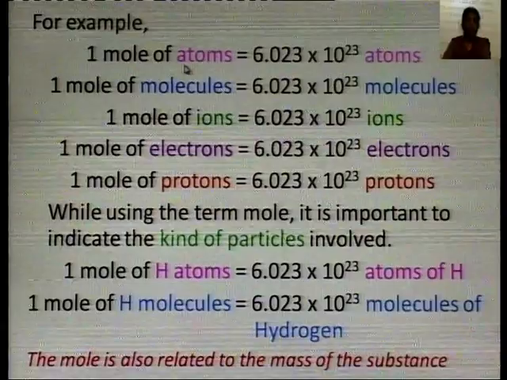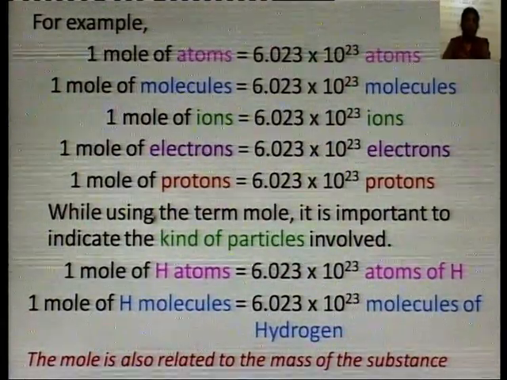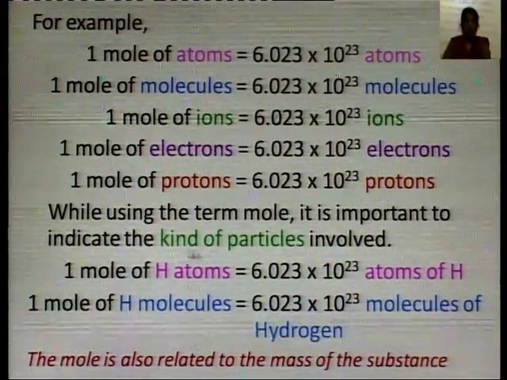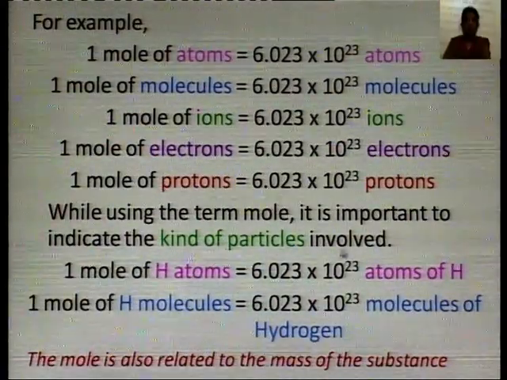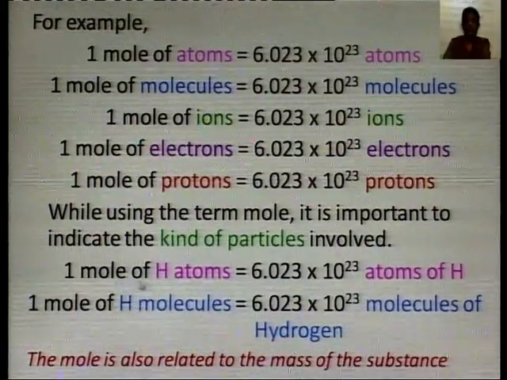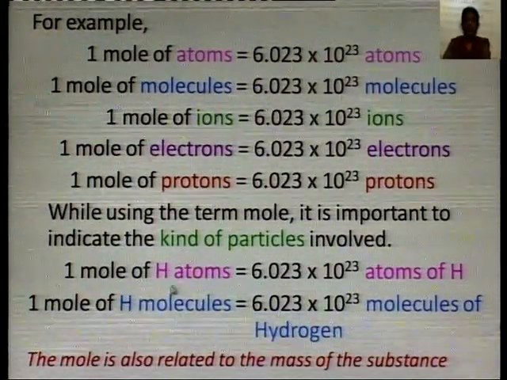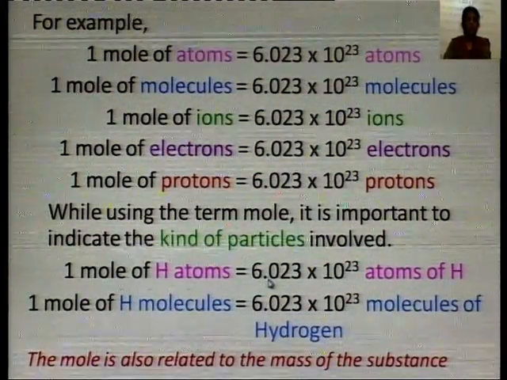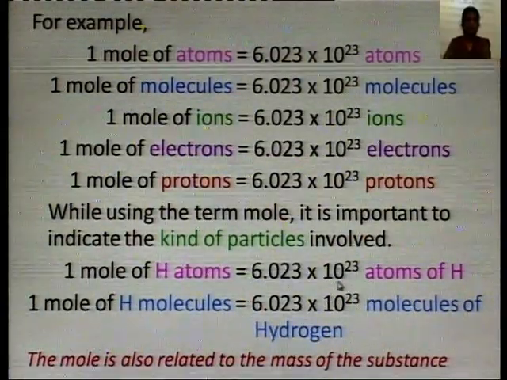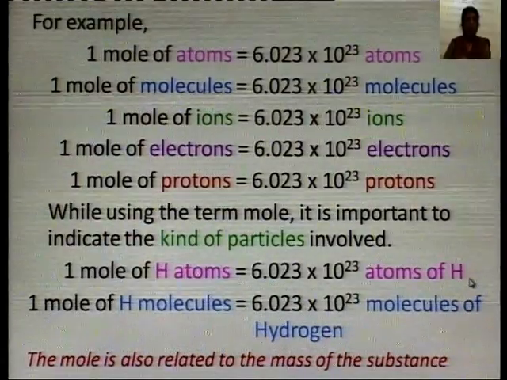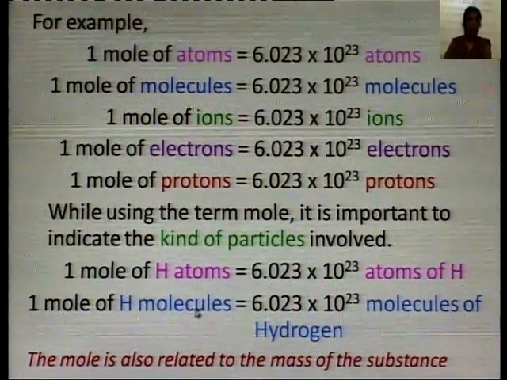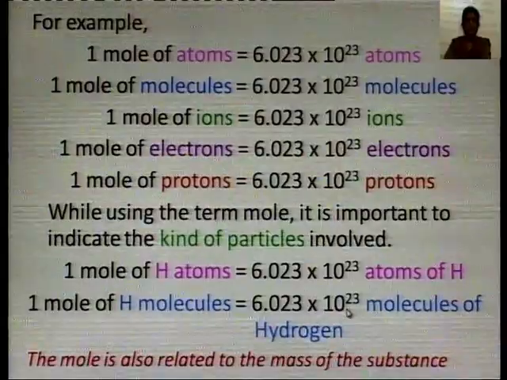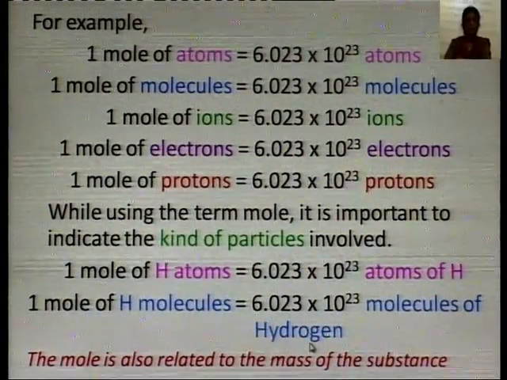Here we have written 1 mole of atoms, but if we are to describe what type of atoms, for which element we are asking, while using the term mole, it is important to indicate the kind of particles involved. 1 mole of H atoms. When we are talking about hydrogen, we will have to mention 1 mole of hydrogen atoms, which is equal to 6.023 into 10 raised to power 23 atoms of hydrogen, and 1 mole of H2 molecules, hydrogen molecules, means 6.023 into 10 raised to power 23 molecules of hydrogen.